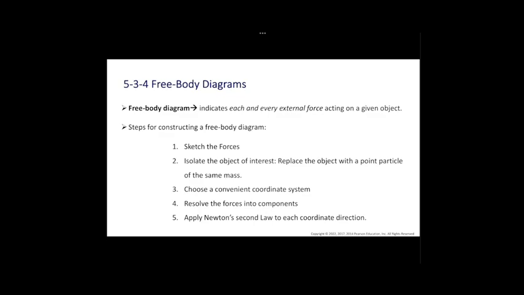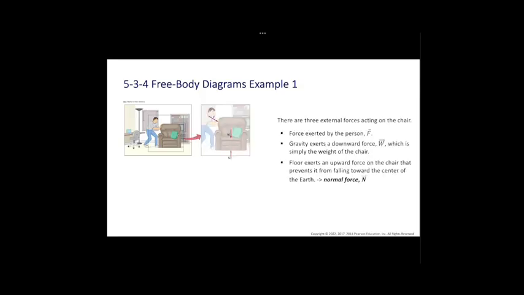Now let's see an example of a free body diagram. A person is pushing a chair. So first of all, let's sketch all of the external forces acting on the object of interest. There are three external forces acting on the chair when he is pushing it.